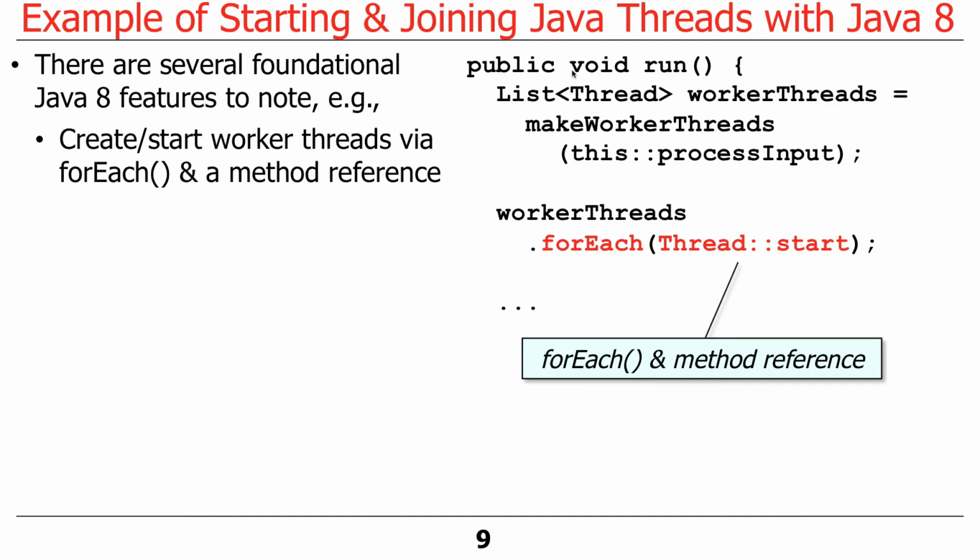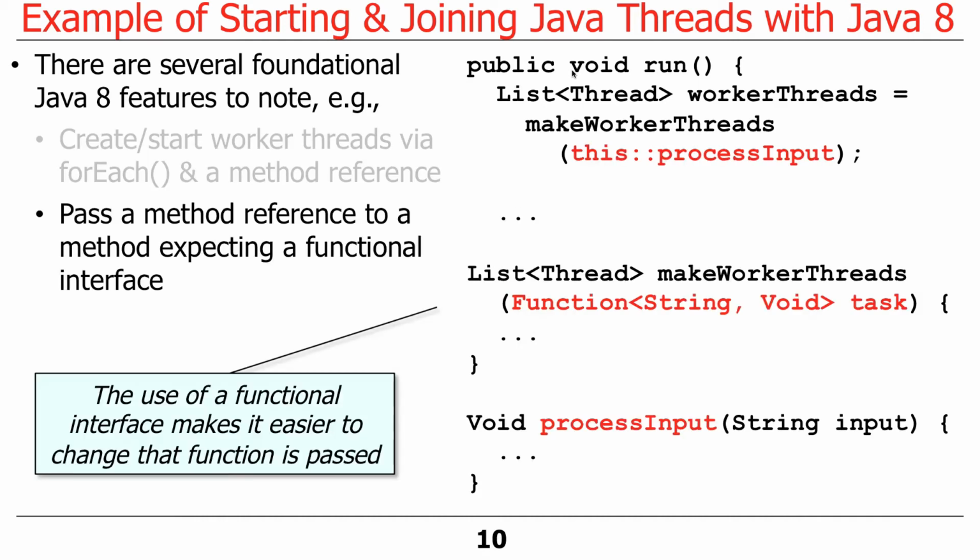OK. Loop variables are error prone. So for each just makes it a little bit more compact as before.